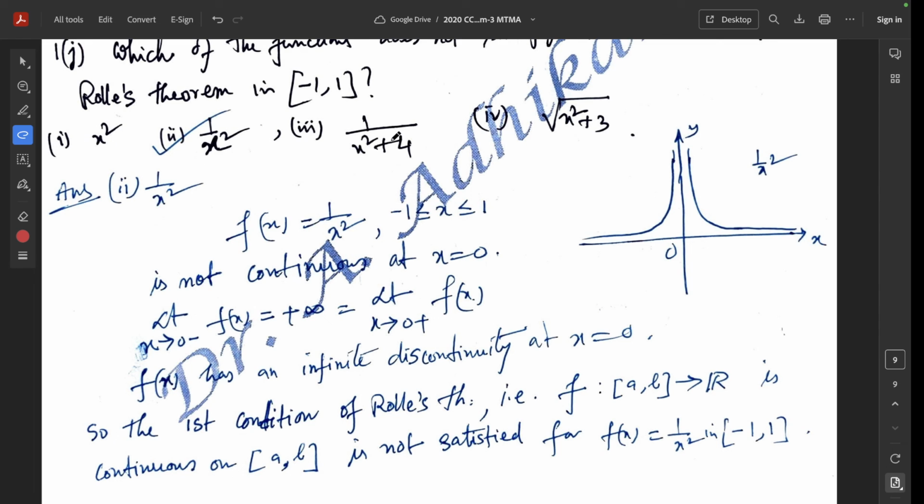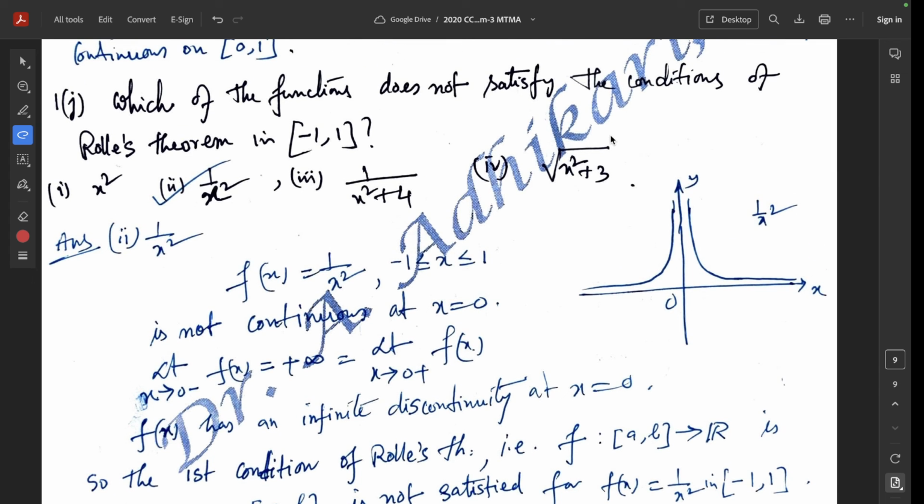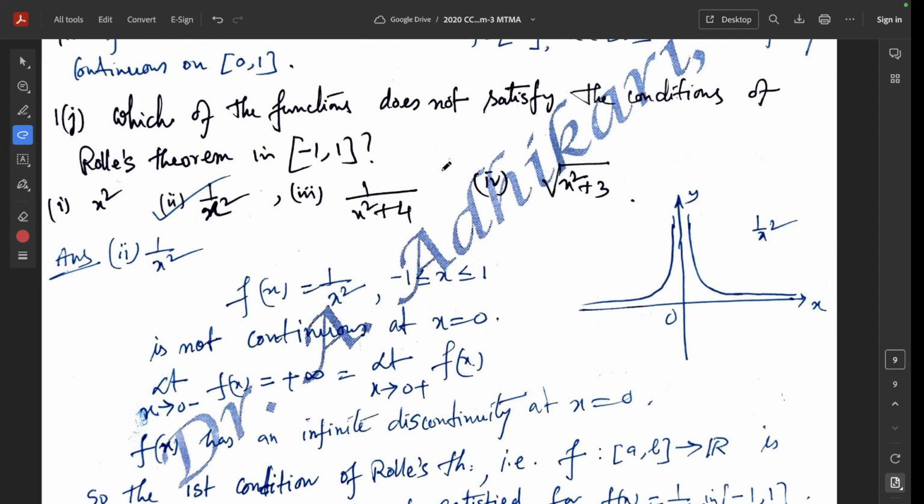The other functions, x², and 1/(x² + 4) and √(x² + 3), all satisfy the condition of Rolle's theorem. Hence the correct option is 2, 1/x².